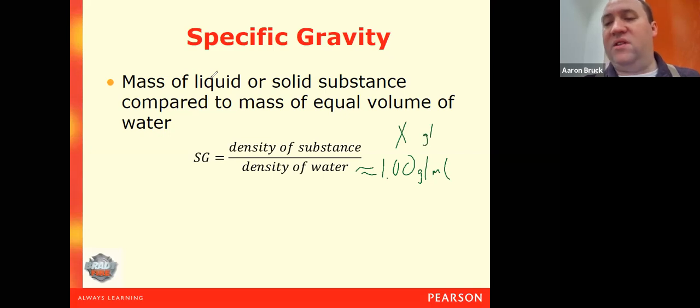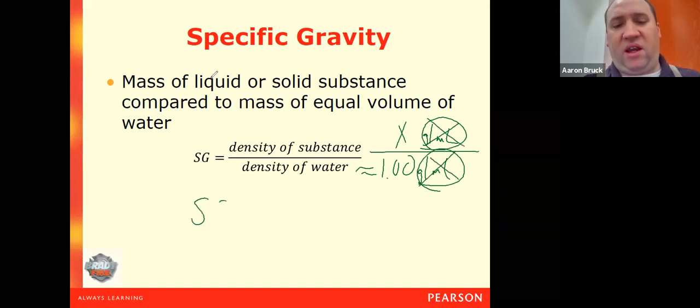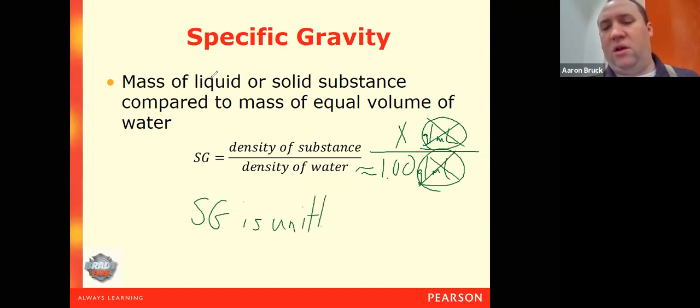So usually the density of a substance and the specific gravity of the substance are the same numerically. The main difference between them is that because I have grams per milliliter in the numerator and in the denominator, they cancel out. Specific gravity is a unitless measure. And what's kind of cool is that we can use specific gravities to talk about how many more times dense they are than water.